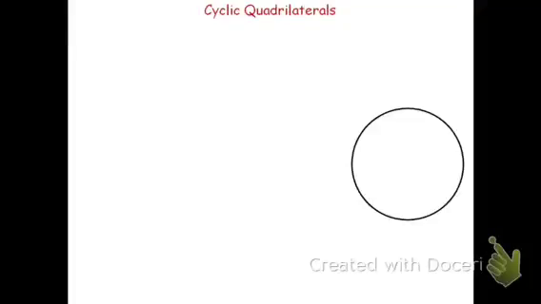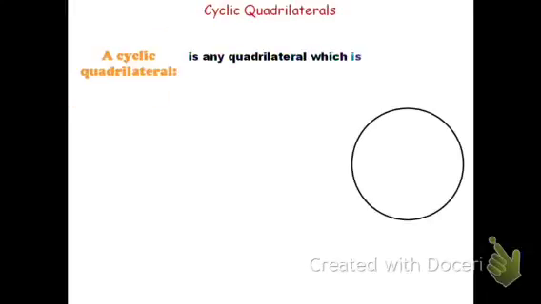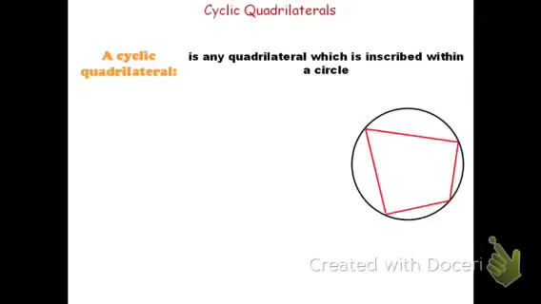In this video, we'll review cyclic quadrilaterals. A cyclic quadrilateral is any quadrilateral which is inscribed within a circle, looking like this. This quadrilateral is inscribed in a circle. That means all of the vertices are on the circle. Each of those four vertices of that quadrilateral is in fact an inscribed angle.